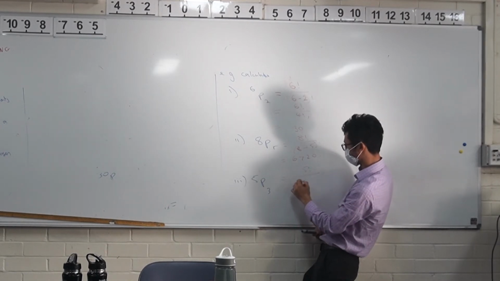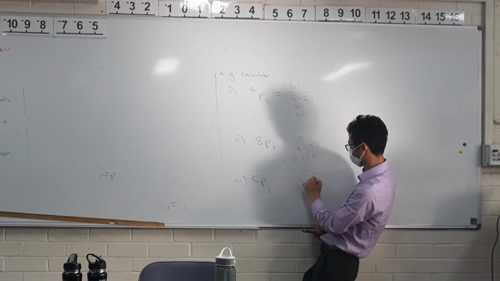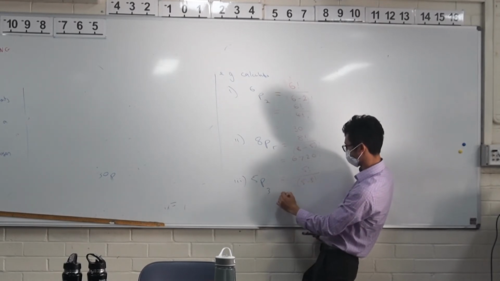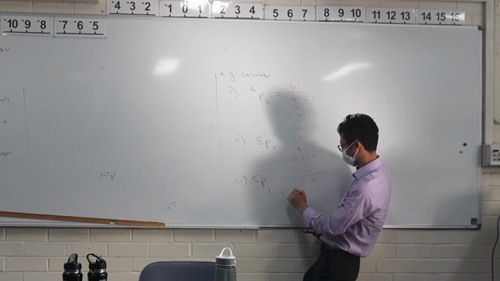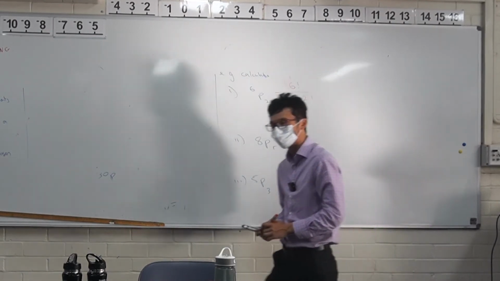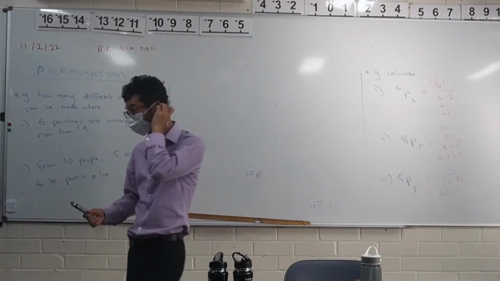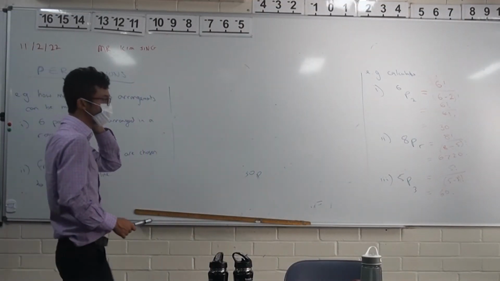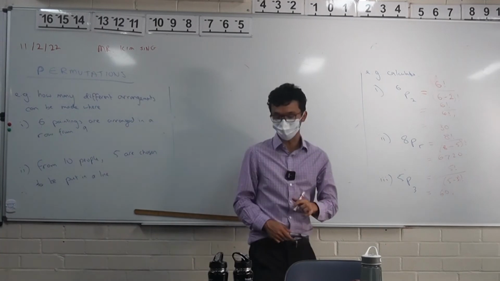How would I write this one now? That's 5 minus 3 factorial. And yep, we'll get 60. Perfect. All right, so we can just use our calculator to do this, and the whole goal of them in the end is to actually apply them to these kinds of situations.